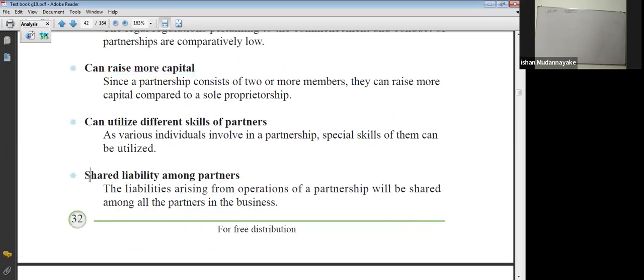And then shared liability among partners. The liability of a partnership business organization can be shared among others. But in a sole proprietorship, the sole proprietor cannot share liability among others. The owner has to bear all the liabilities of the business organization. But in a partnership, they can share the liability of the business. Shared liability among partners.